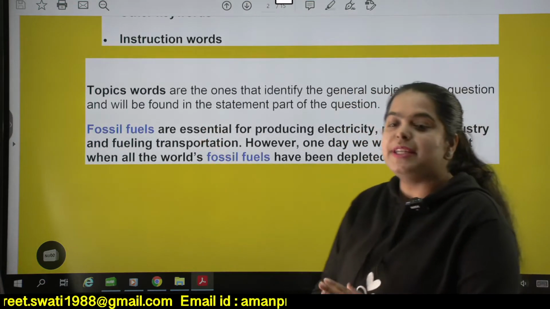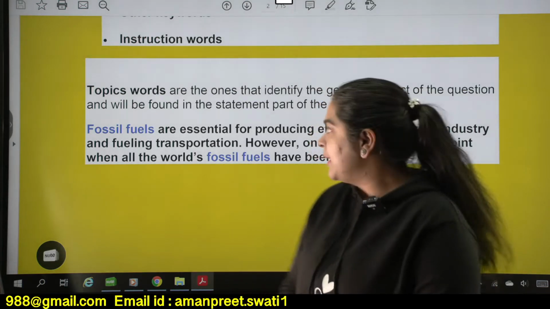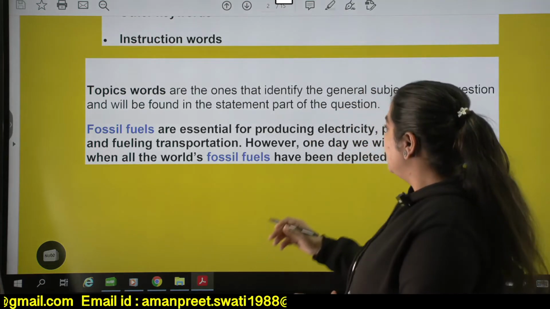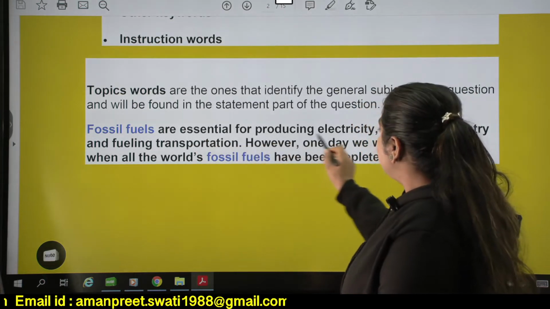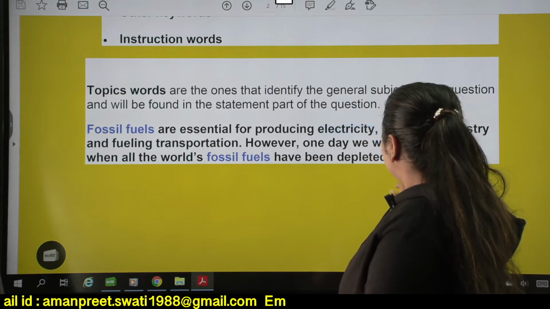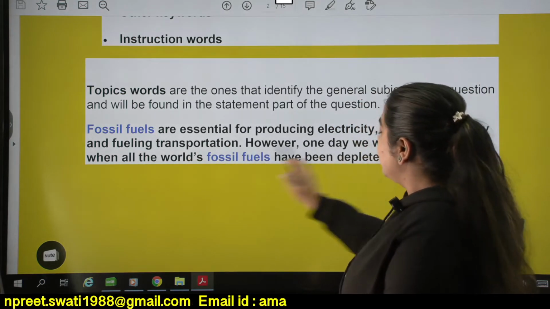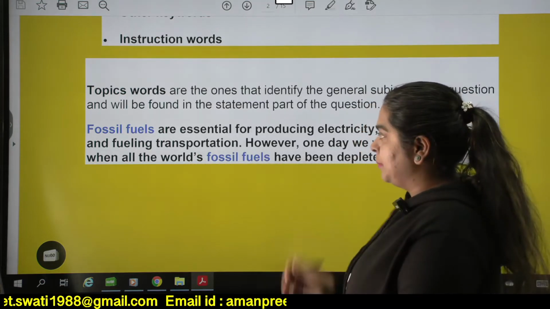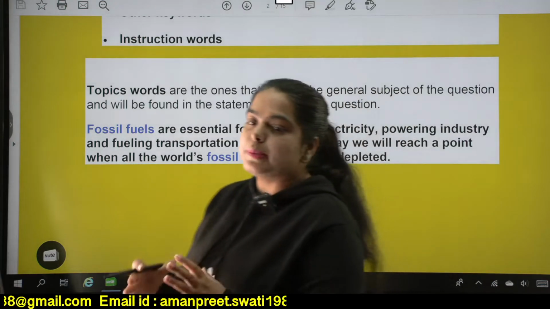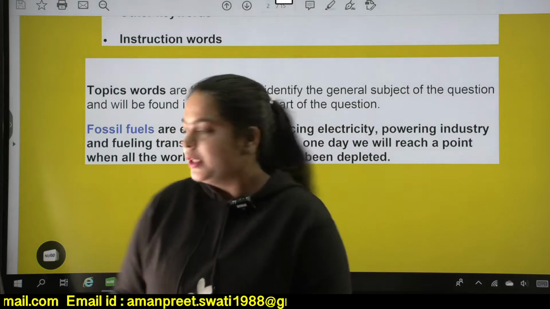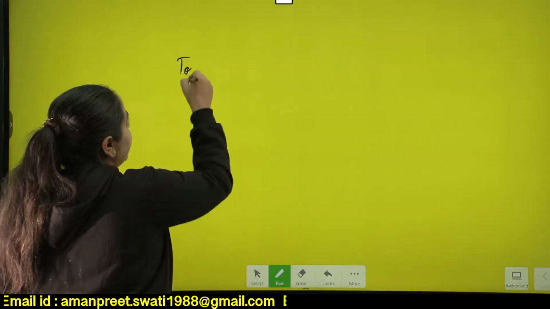Topic word, as the name itself suggests, is the main idea around which the whole thing revolves. For example, let's come back to the statement which was in front of you in the beginning. Fossil fuels are essential for producing electricity, powering industry, and fueling transportation. However, one day we'll reach a point when all the world's fossil fuels have been depleted. So the whole idea revolves around what? It basically talks about fossil fuels. So this is the topic word. The first step is to identify your topic word.